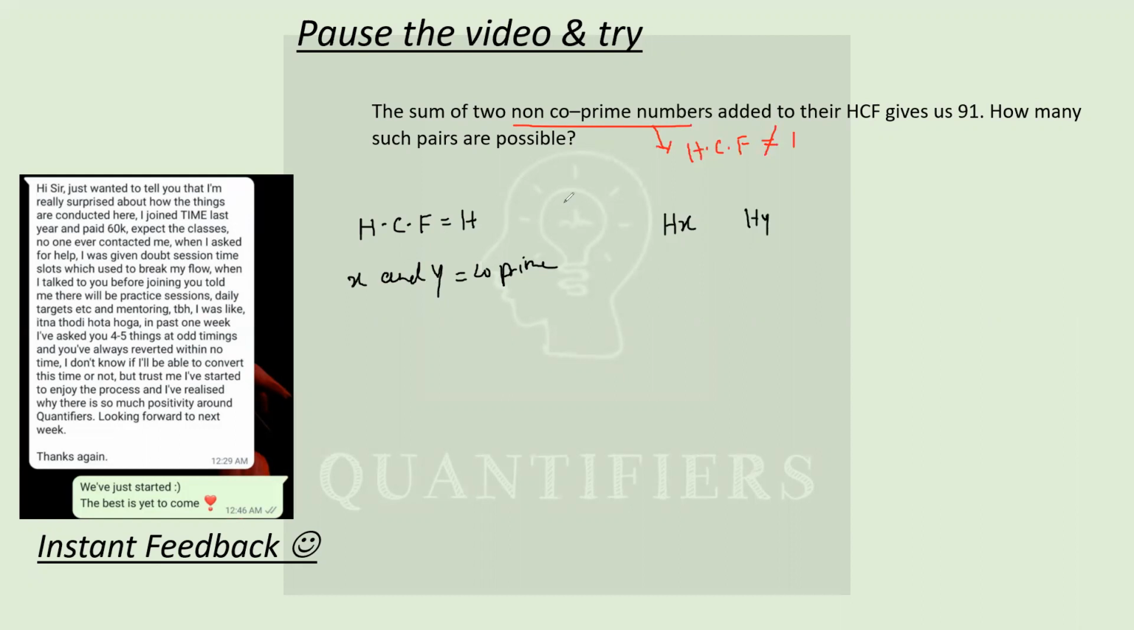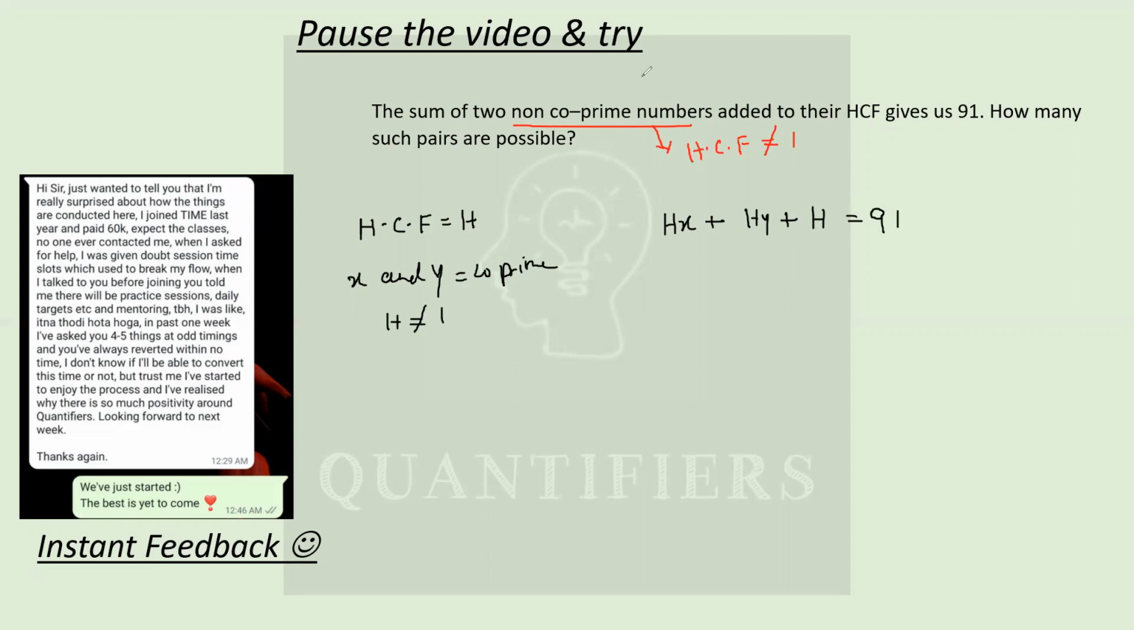And most importantly, students, in the question only, they have given that HCF should not be 1. So I'll write it here that H should not be equal to 1. Now, students, let us make the equation. The question is sum of two non-coprime numbers, that means Hx plus Hy, added to their HCF, that means plus H, because HCF I have taken to be H, and this is given to be 91.